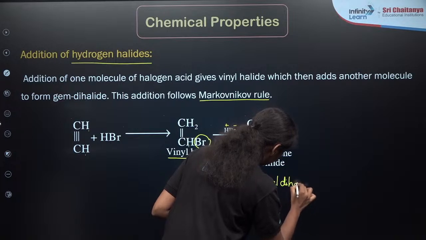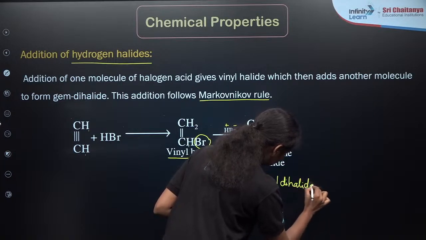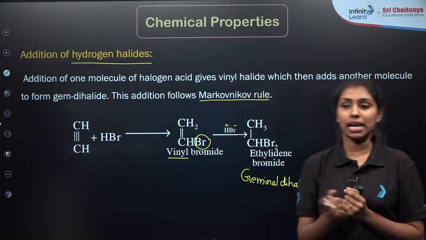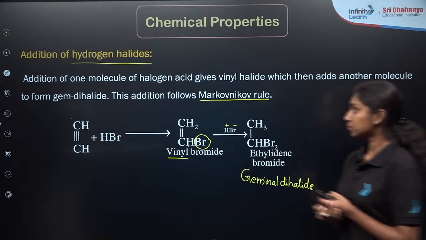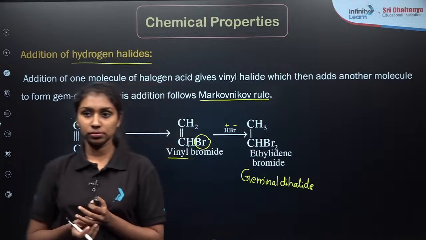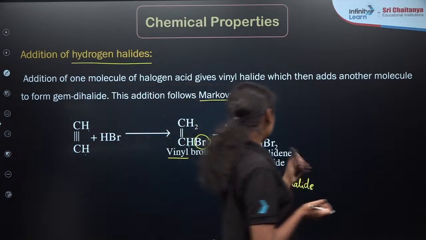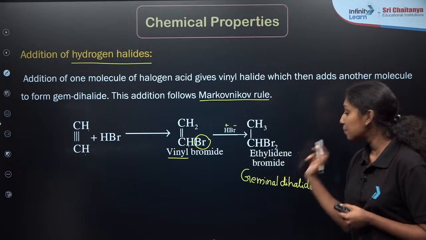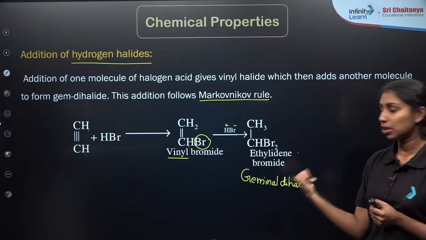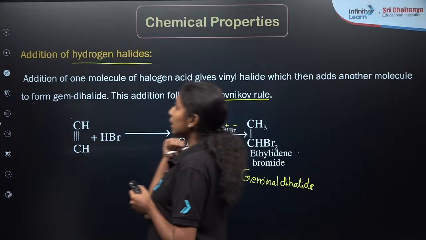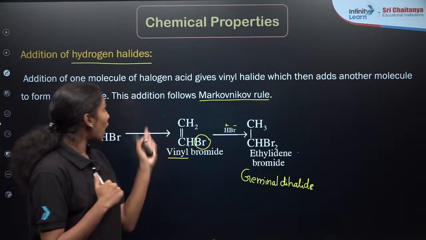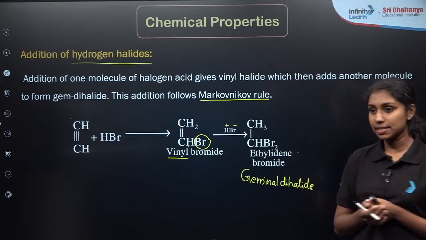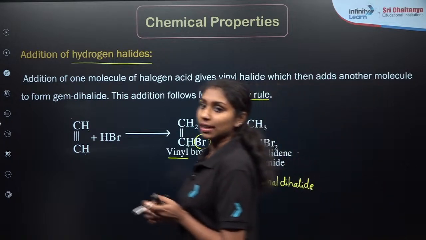Okay, what do you mean by geminal dihalide? The two halogen groups are attached to the same carbon atom, right? Same carbon atom is known as geminal dihalide. Here bromine is attached, so it is formed as ethylene bromide. This will be the name for this particular compound. So this is the chemical property, or the addition reaction, of alkynes with the halogen acids or hydrogen halides. I hope it is clear.